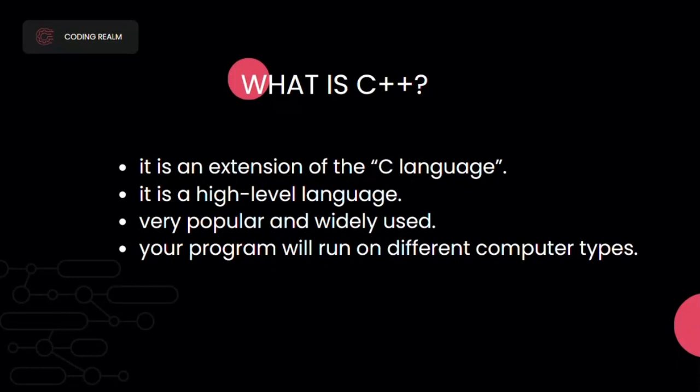First of all, what is C++? C++ is an extension of the C language. It means C++ is the C language plus the object-oriented style. C++ is a high-level language and it's very popular, used around the world. And with C++, your program can run on different computer types, different from other languages like Java and the C language.